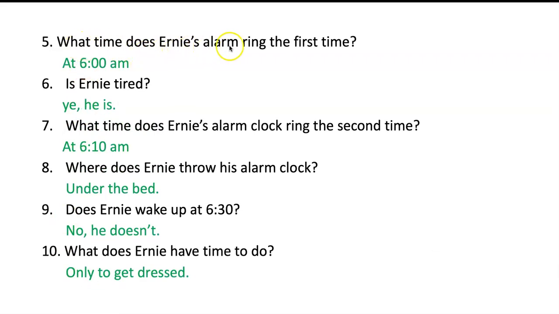What time does Ernie's alarm ring the first time? At 6 a.m. Is Ernie tired? Yes, he is. What time does Ernie's alarm clock ring the second time? At 6:10 a.m. Where does Ernie throw his alarm clock? Under the bed. Does Ernie wake up at 6:30? No, he doesn't. What does Ernie have time to do? Only to get dressed.